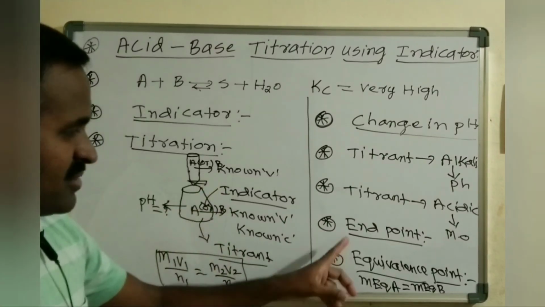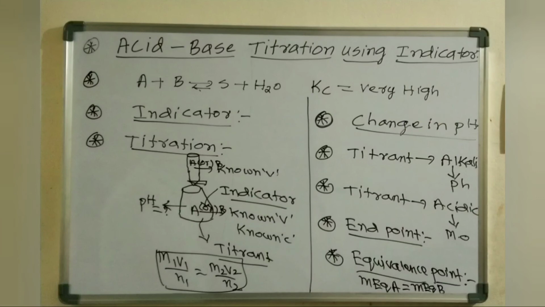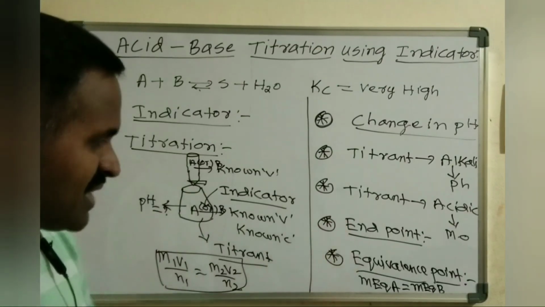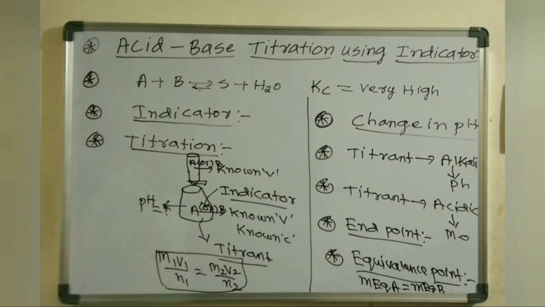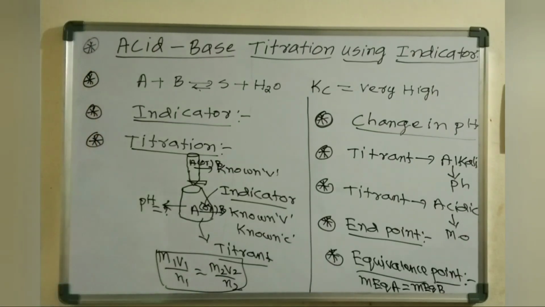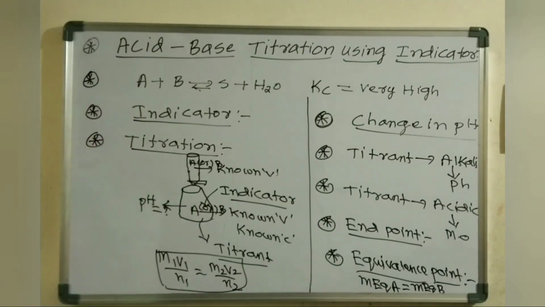So the major difference between the end point and equivalence point: the end point is simply the observed point at which a color change takes place, as the pH of the indicator changes. Whereas the equivalence point is a theoretical point at which, according to the balanced chemical equation, the milli equivalents of acid equal the milli equivalents of base.